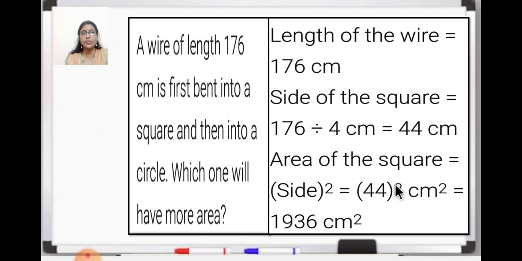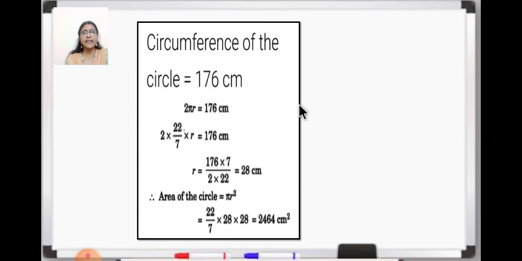So 44 square, 44 into 44. When you multiply, you will get 1936 centimeter square. Now the same wire is put in that circle. It is again bent into the form of a circle. Now see here, the next part we will use the formula for circumference.